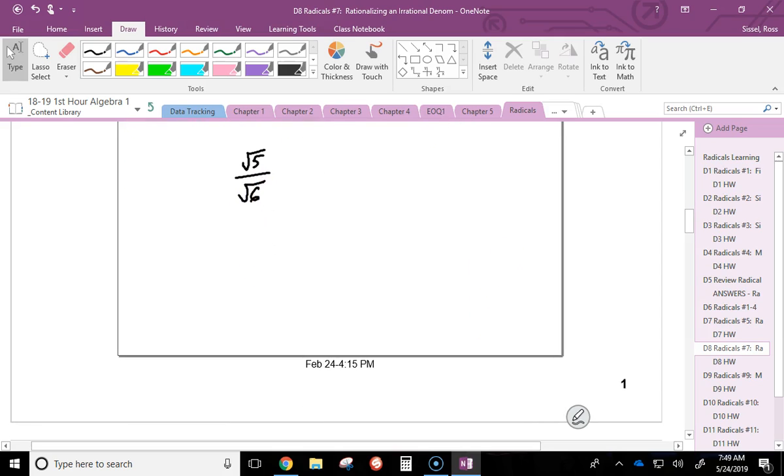Okay, what should we go ahead and do first? So our first step to solve this, David? Multiply the numerator and denominator by the square root of 6. Alright, so I get the square root of 30 all over 6.